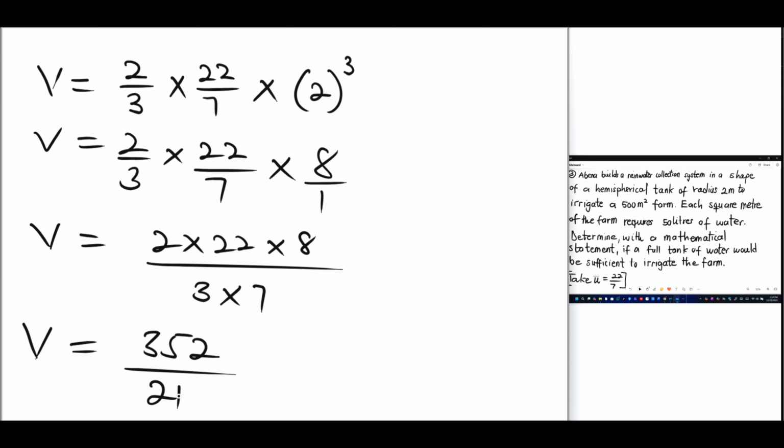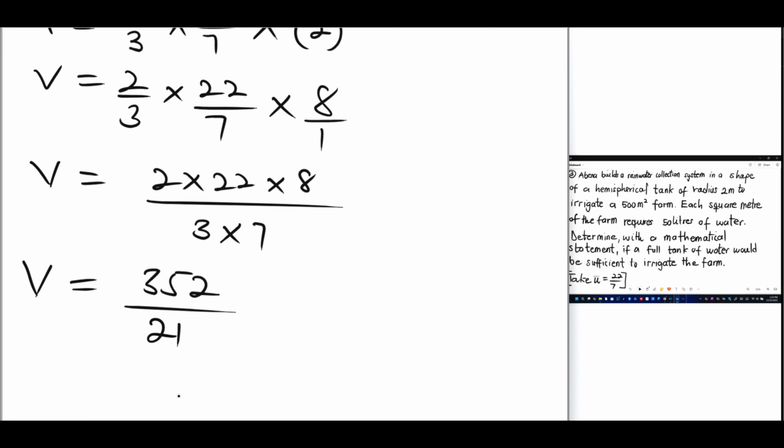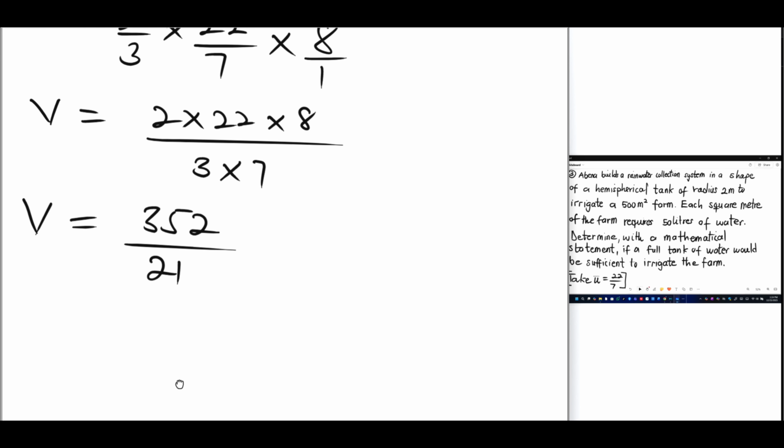So when you simplify, we are getting the volume as 16.76 cubic meters. So the volume of the water in the hemispherical tank is 16.76 cubic meters.